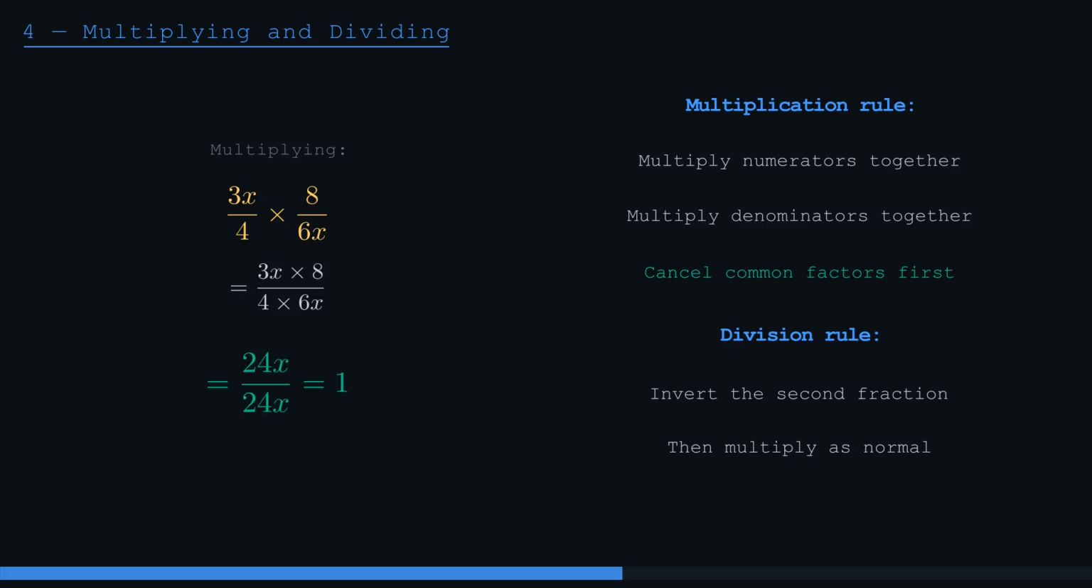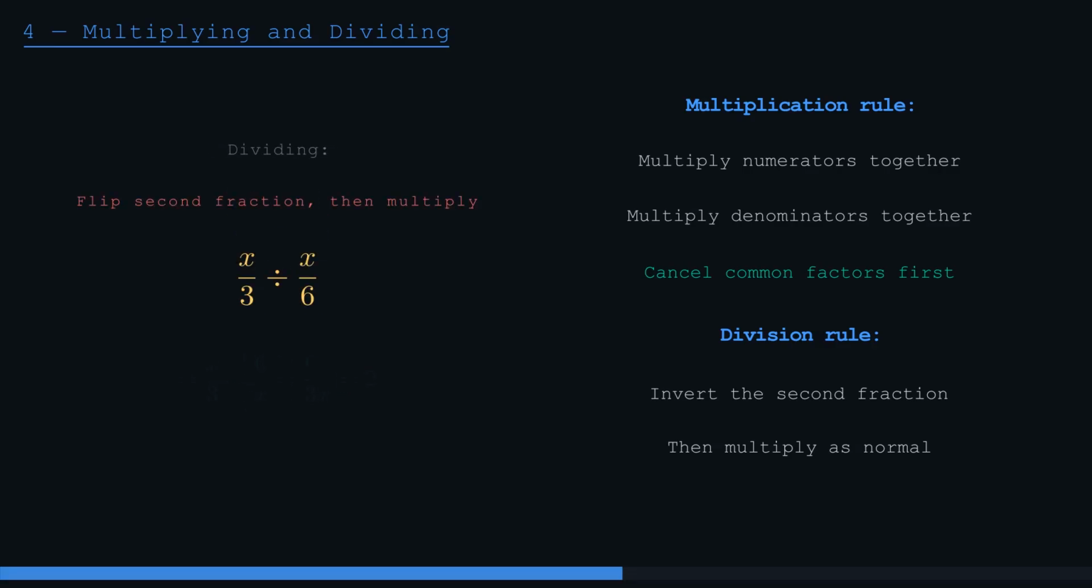To multiply algebraic fractions, multiply the numerators together and the denominators together, canceling common factors along the way. 3x over 4 times 8 over 6x gives 24x over 24x, which equals 1. To divide, flip the second fraction and multiply. X over 3 divided by x over 6 becomes x over 3 times 6 over x, which gives 6x over 3x, which simplifies to 2.